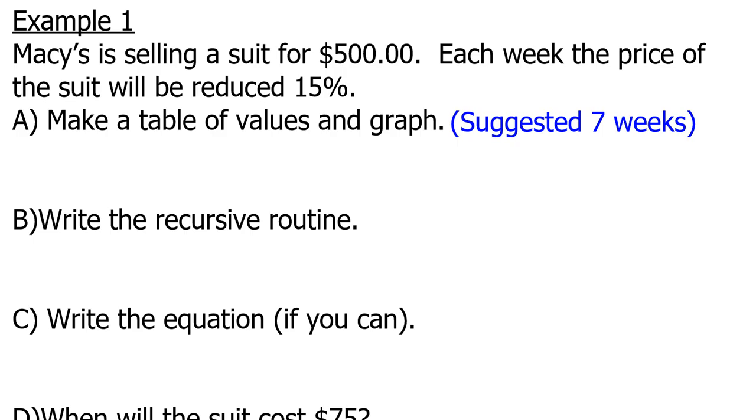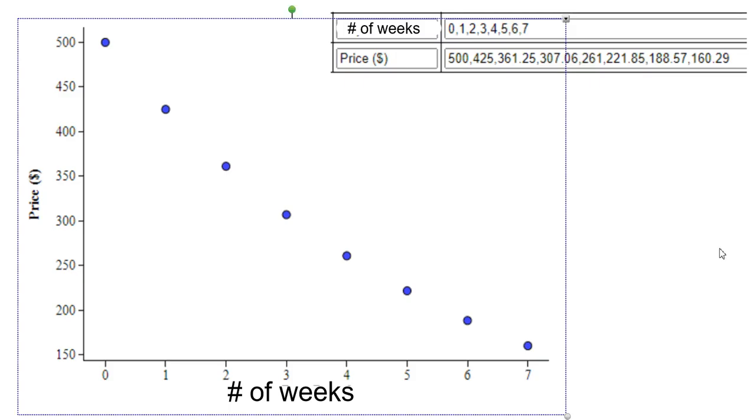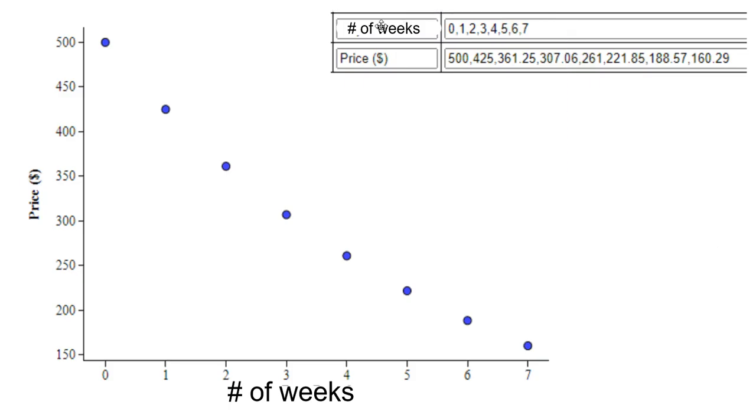So what I did to expedite the matter is I went to my applet, and I put in the first 7 weeks after the sale started, and the price of the suits. And so here's my data here. This would be the original price of the suit, right? And the 7 weeks after that it's been on sale.